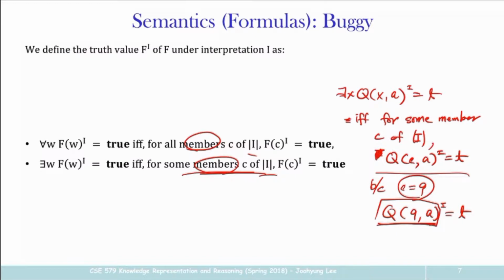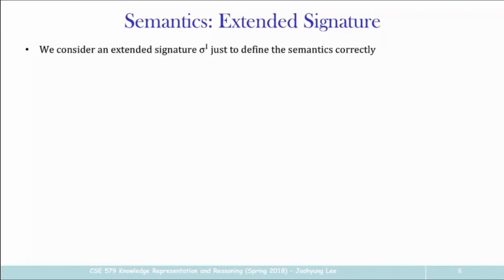Now 9 was not a part of the signature, so writing it this way from the beginning is actually wrong. It's almost right in terms of semantics, but syntactically this is not even a valid formula. The way that we fix this is that only when you define the meaning of the formula, we extend the signature so that it may contain all the names of the individuals in the universe.